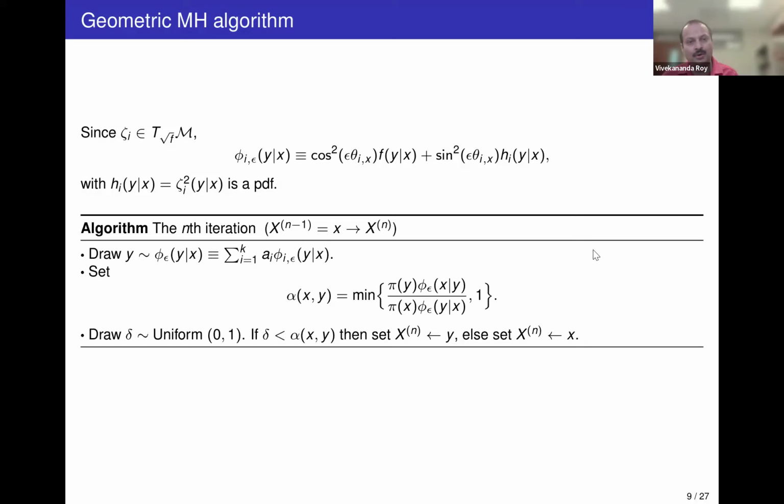Okay, so I propose Y from this mixture density. And remember, the A_i are simply giving me the probability of moving in the direction G_i. Again, K can be simply 1. So in that case, it's simply phi1, which itself has a mixture structure. And then I accept or reject this Y according to the MH acceptance probability. Okay. Let me know if there is any question.